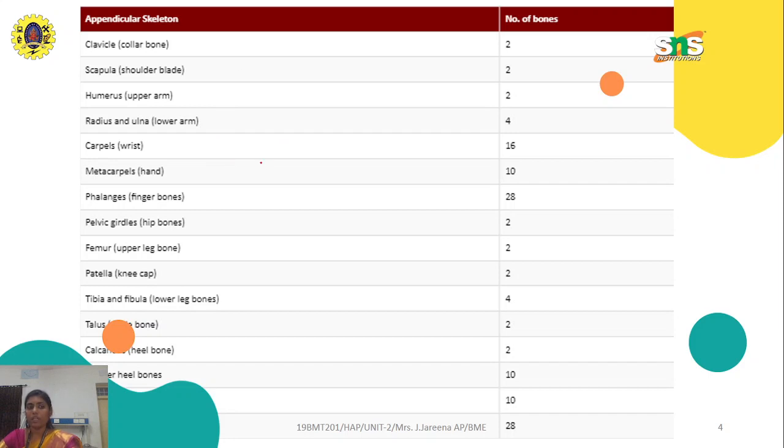Once again, repeating: there are two types of skeleton bones, majorly divided based on the region. One is the axial skeleton, another one is the appendicular skeleton. The axial skeleton is the bones present on the central axis of the body, and the bones hanging out from the central axis are the appendicular skeleton. So here we have listed out the bones.